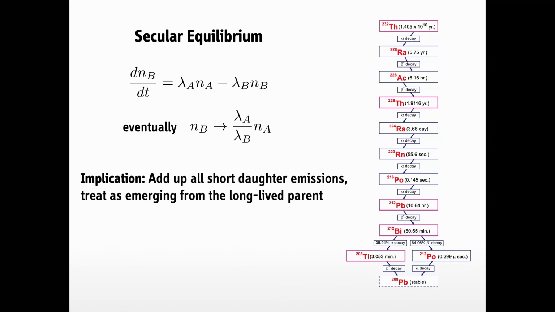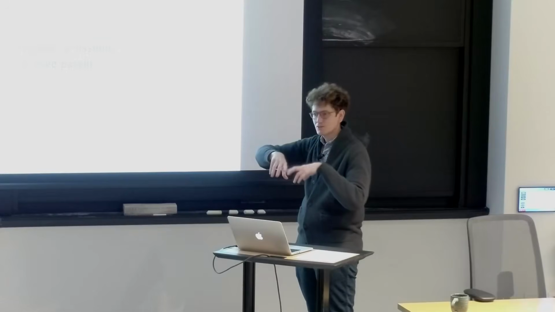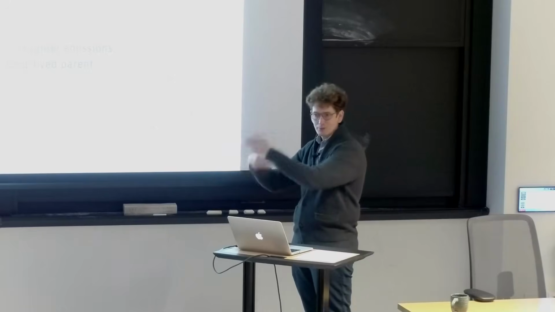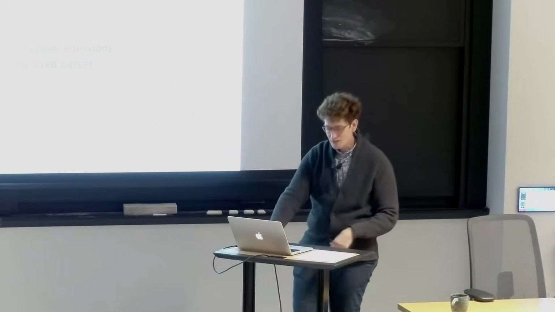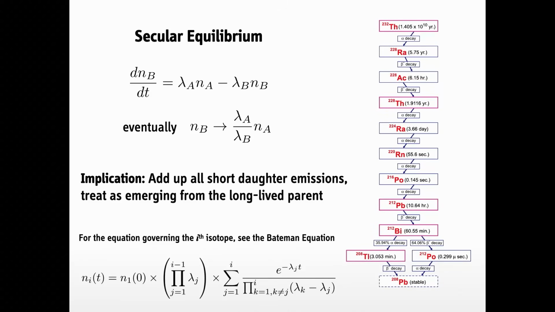You can figure out the exact amount of every one of these. Think of this as a set of differential equations where you have one bucket slowly filling into another bucket, pouring into another bucket, right? And you can solve that for an arbitrary number of buckets. This is called the Bateman equation.